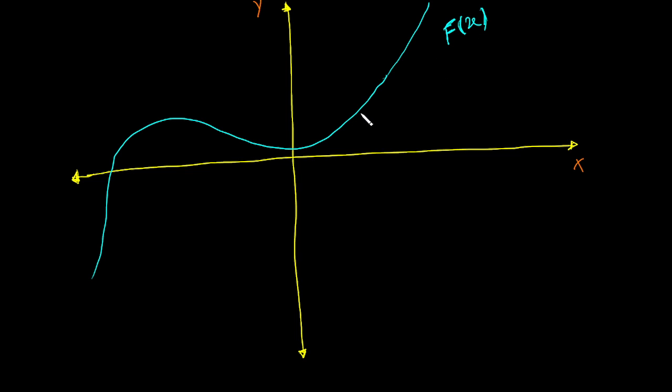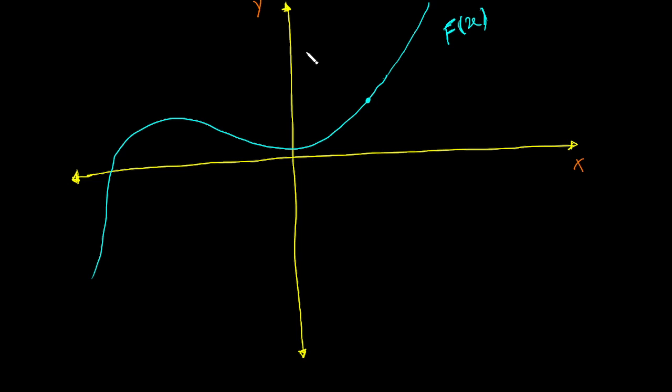So let's first understand this graph. Let's say I have to find the radius of curvature at this point on this function. So now what does it mean, the radius of curvature?